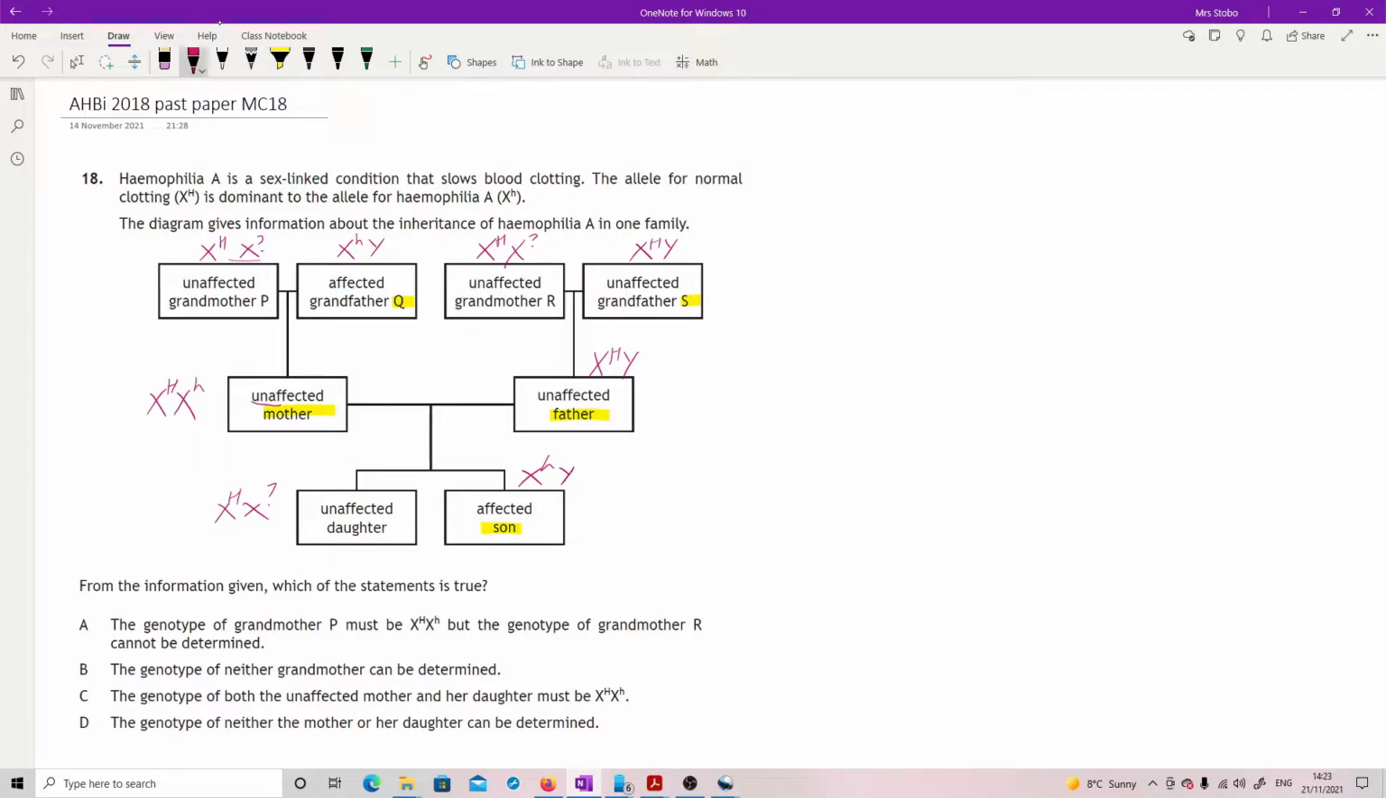So let's have a look and see again what they're saying. The genotype of grandmother P must be big H, little h. Well, no, I don't know what that one is, so no. The genotype of neither grandmother can be determined. Yeah, I have question marks on both of them. The genotype of both the unaffected mother and her daughter must be big H, little h. Well, we said the daughter we couldn't figure out. And the genotype of neither the mother or her daughter can be determined. Well, we did figure out the mum's, so that's wrong. So we are absolutely certain that it is B.